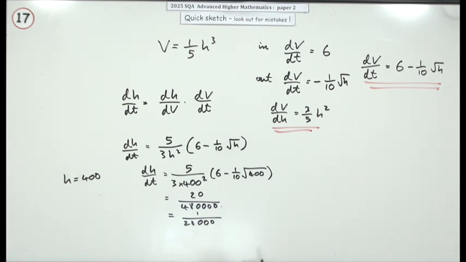Or do they want it as a decimal? That would be 0.0000417 centimetres per second. Positive. So it's creeping up by about, well, a molecule a second in height.